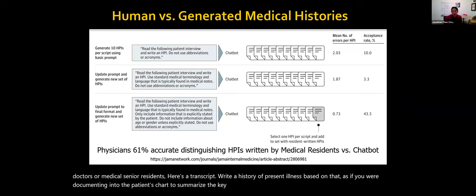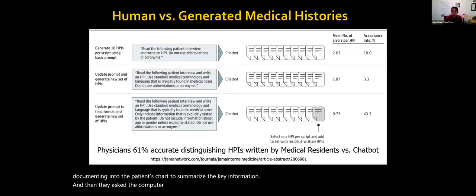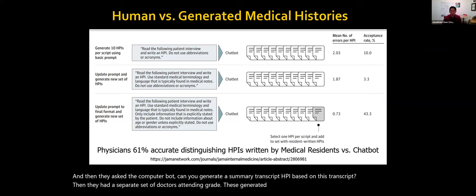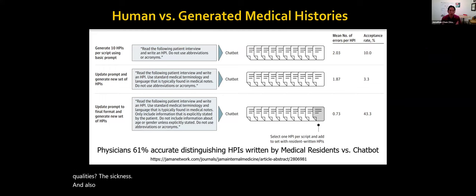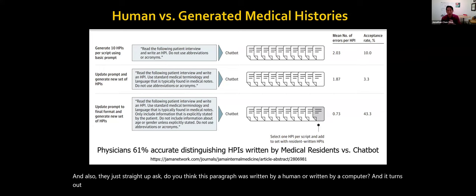Then they asked the computer bot, can you generate a summary, the HPI, based on this transcript. Then they had a separate set of doctors, attendings, grade these generated documents on which were better in terms of quality and succinctness. And they also just straight up asked, do you think this paragraph was written by a human or written by a computer? It turns out these physician graders were 61% accurate at telling whether it was a human or a computer. That's pretty darn close to random. They could not tell the difference.